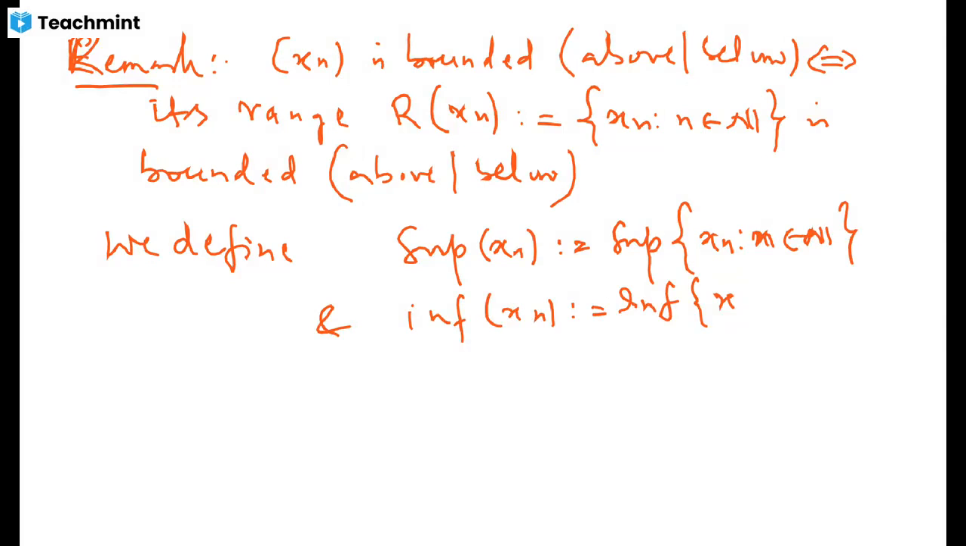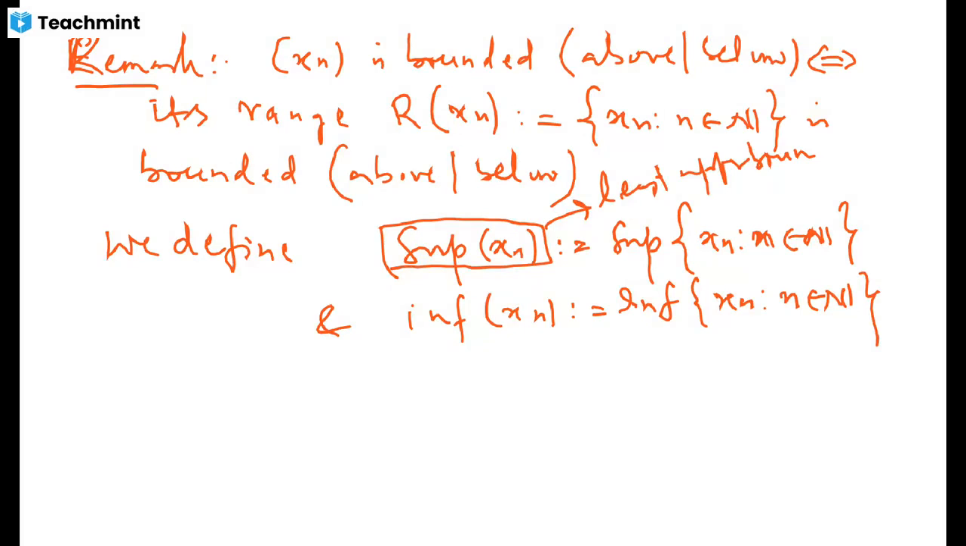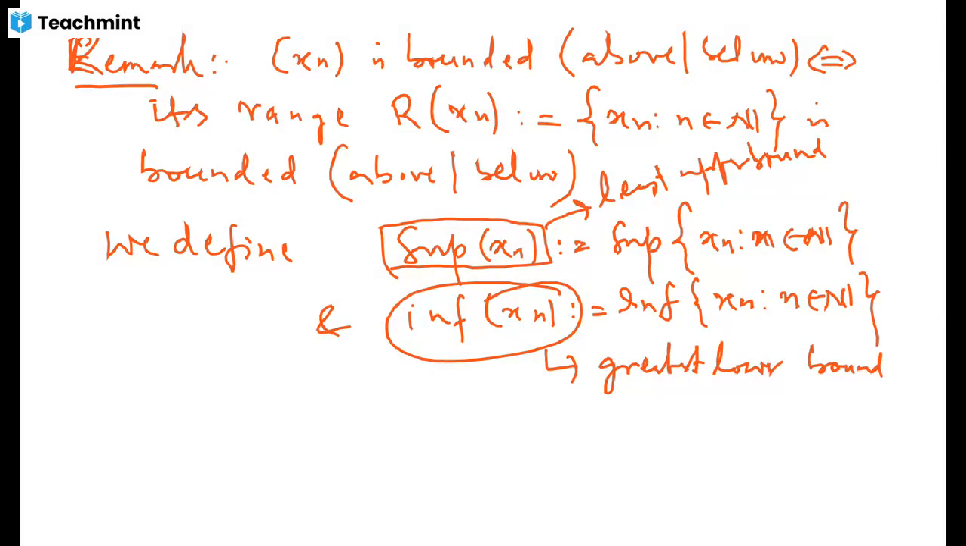Indeed, the supremum will be the least upper bound: if you find all the upper bounds of the sequence, then it will be the least upper bound of those. And the infimum is just the greatest lower bound of all the lower bounds of the given sequence xn. Okay, so the concept is already there.